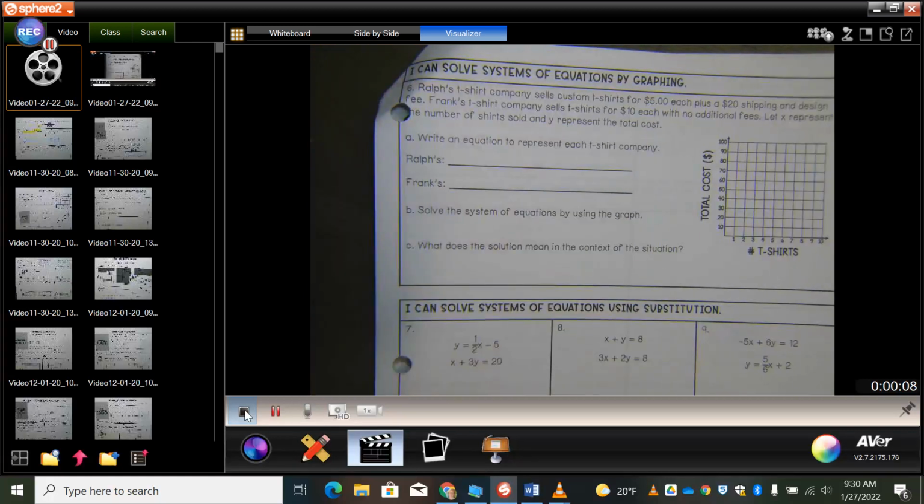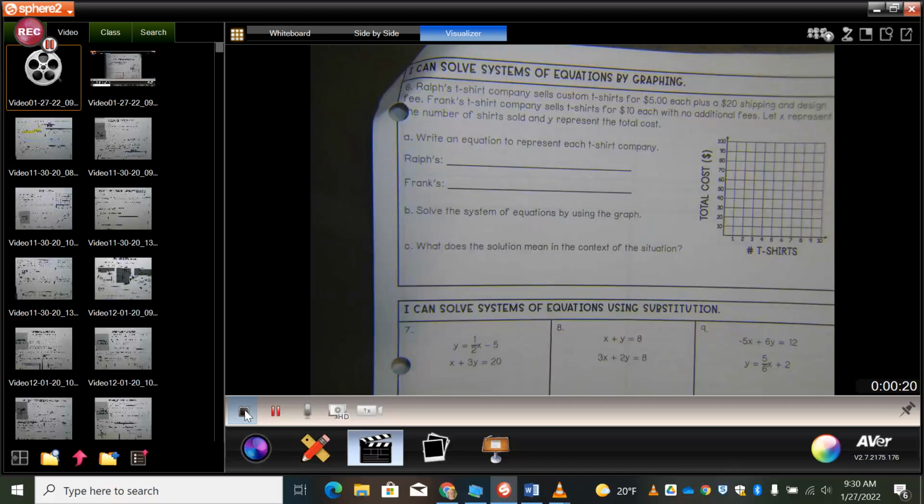First question. Ralph's T-shirt company sells custom T-shirts for $5 each plus a $20 shipping and design fee. Frank's T-shirt company sells T-shirts for $10 each with no additional fees. Let X represent the number of shirts sold and Y represent the total cost.